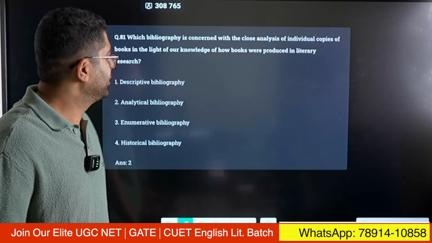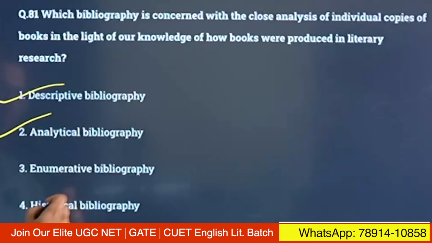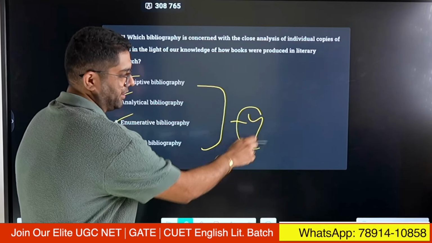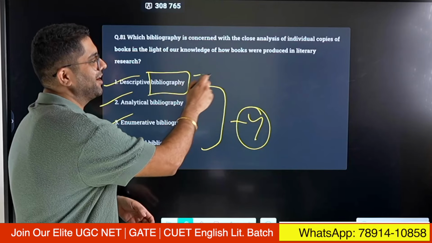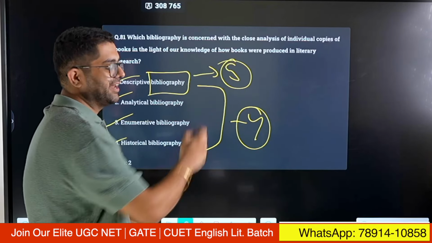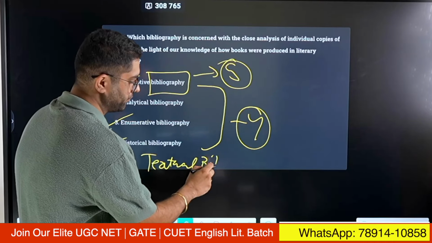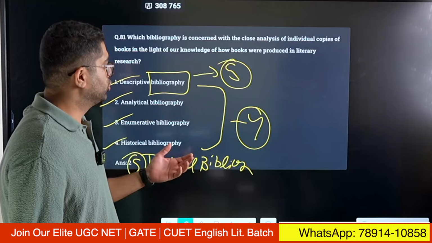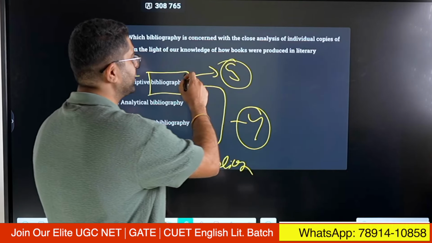So this is the question. For example, they have asked you descriptive bibliography, analytical bibliography, enumerative and historical bibliography. So they have asked you 4 types of bibliography, but there are 5 types of bibliography. In the next examination, they may ask you what is textual bibliography. That is the 5th one, textual bibliography. They can ask you, and bibliography is also one of the types of research.